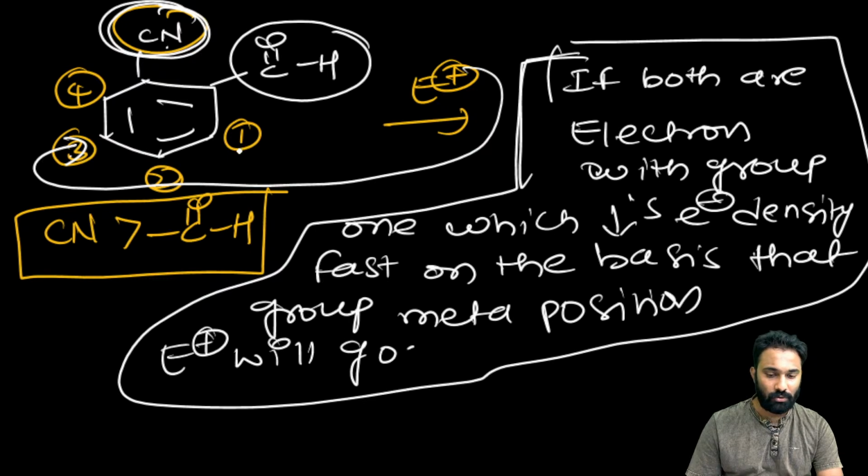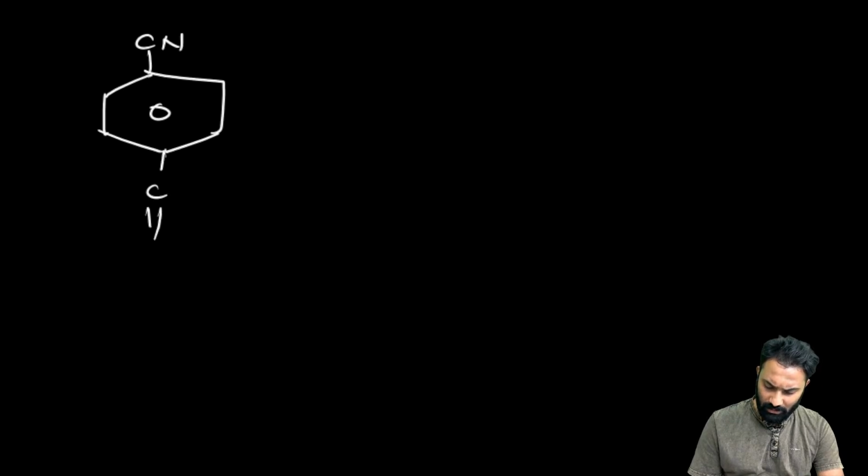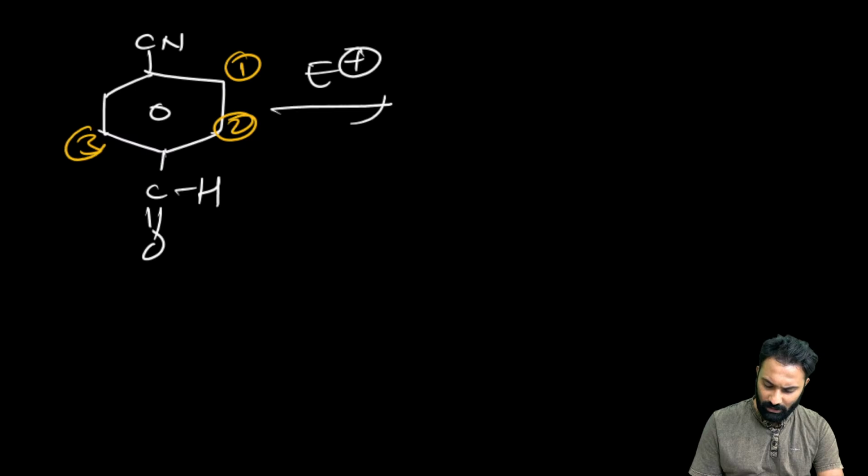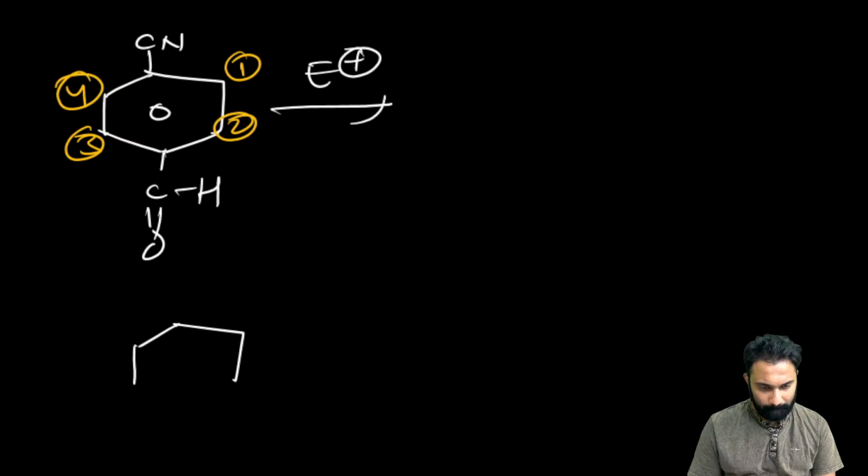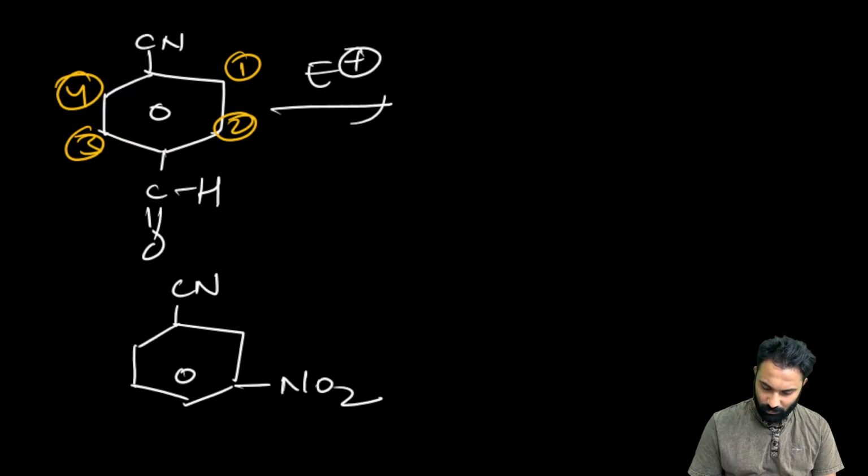Clear? Now the 1 group is also ortho. It can attack at the third and it can attack at the 1 also. But 3 is more major. Next, suppose they have given it in this manner: here it is a cyanide, here it is an aldehyde. Now the electrophile will attack at which position? 1, 2, 3, 4. Next compound also I will write. Now the electrophile will attack at which position? 2 and 3. Yes, either it can attack at 2 or at 3.